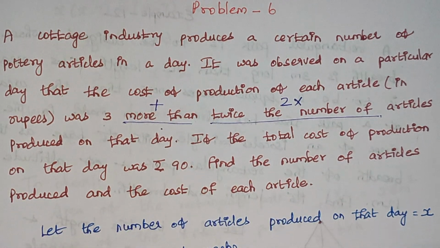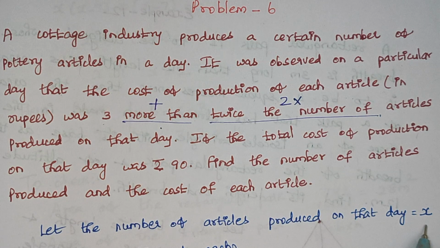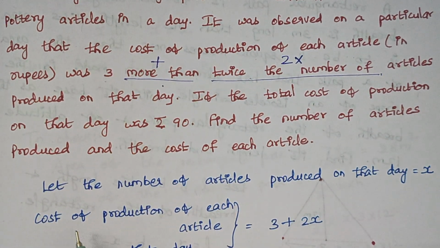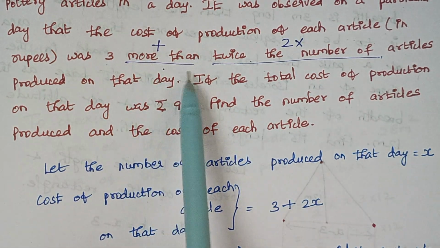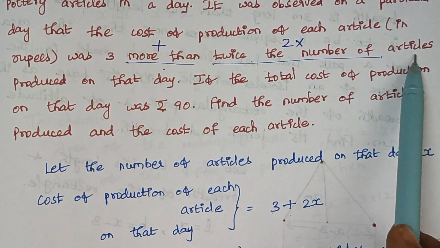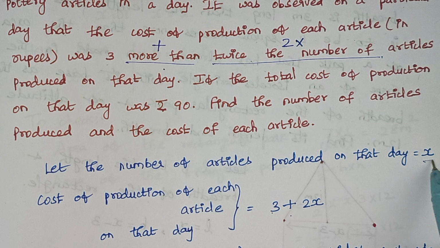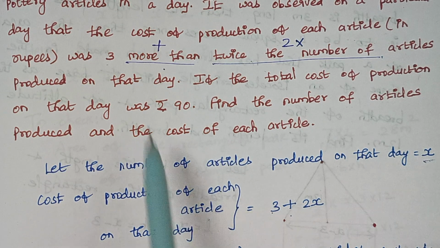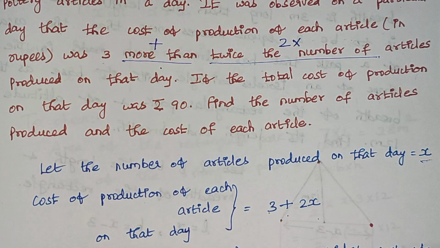So, first we start with, let the number of articles produced on that day be X, because we don't know. So, what about the production cost? Here, you see the cost of production of each article on that day is given by 3 more than, so 3 plus 2 times the number of articles. We don't know the number of articles, so we are keeping that as X. Therefore, 3 more than, 3 plus 2 times X.